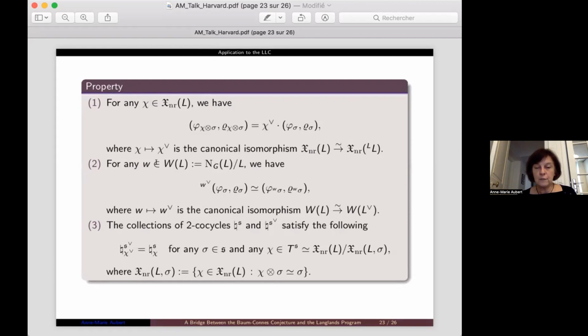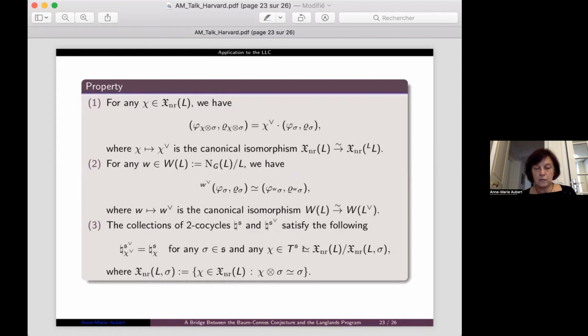We have an action of the normalizer of the Levi, mod the Levi, and also a canonical isomorphism. We proved it with Baum, Plymen, and Solleveld before. I denote by W to W check this isomorphism, and we require that the action of W check on the parameter corresponds to the parameter of the representation twisted by the corresponding element in W_L. And again, we require that the two cocycles are compatible.